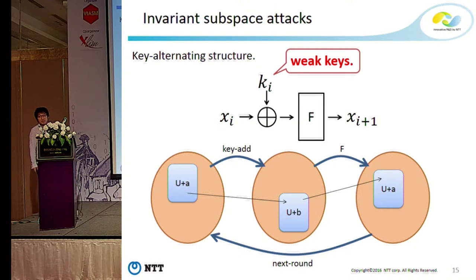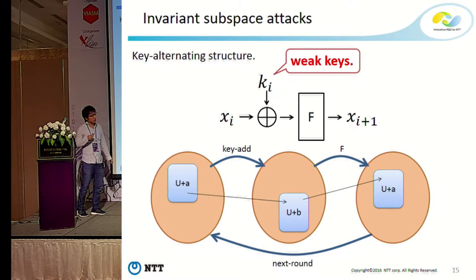This is an overview of the invariant subspace attack. Similar to the nonlinear invariant attack, the round key space is chosen from the weak key space. First, the input x_i is chosen from the subspace U + a. Even after the key XOR, this element always maps to U + b. And even after the function f is applied, this element maps to U + a. We repeat this, so this subspace is preserved. So if the plaintext p is chosen from U + a, the ciphertext also belongs to U + a. By using this property, Leander attacked many ciphers using the invariant subspace attack.